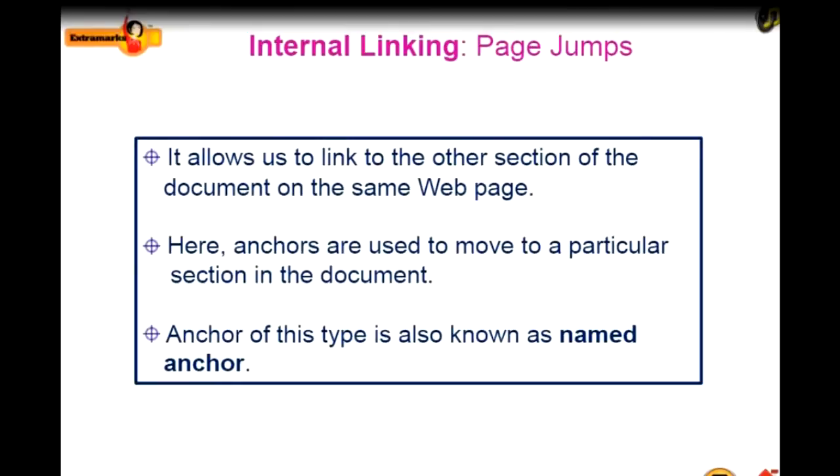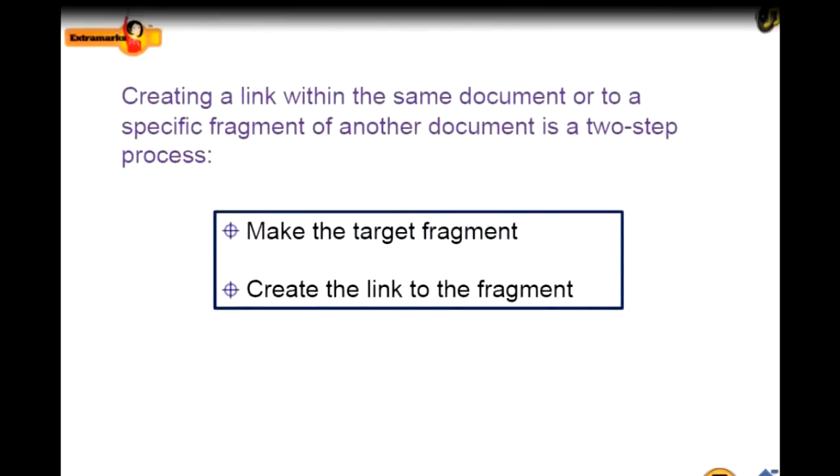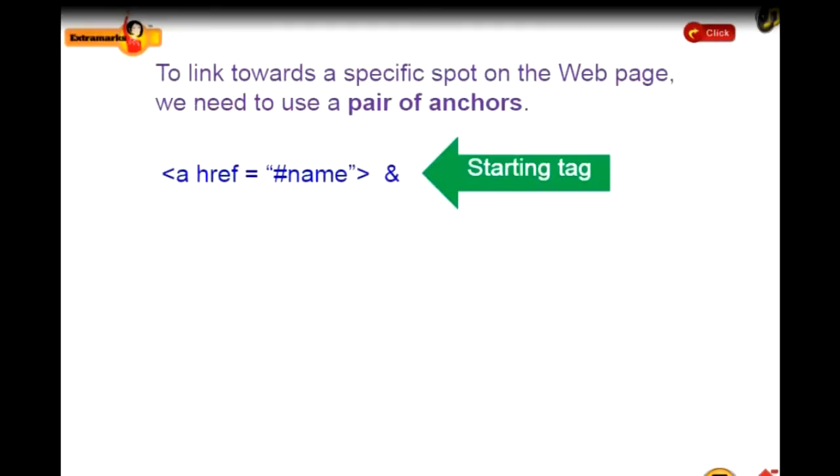Here anchors are used to move to a particular section of a document. An anchor of this type is known as a named anchor. Which type of anchor is it? It is called a named anchor. Now, creating a link within the same document or to a specified fragment of another document is a two-step process. One is to make a target fragment and the other is to create the link to that fragment. It means we have to make a target and then link to that target.